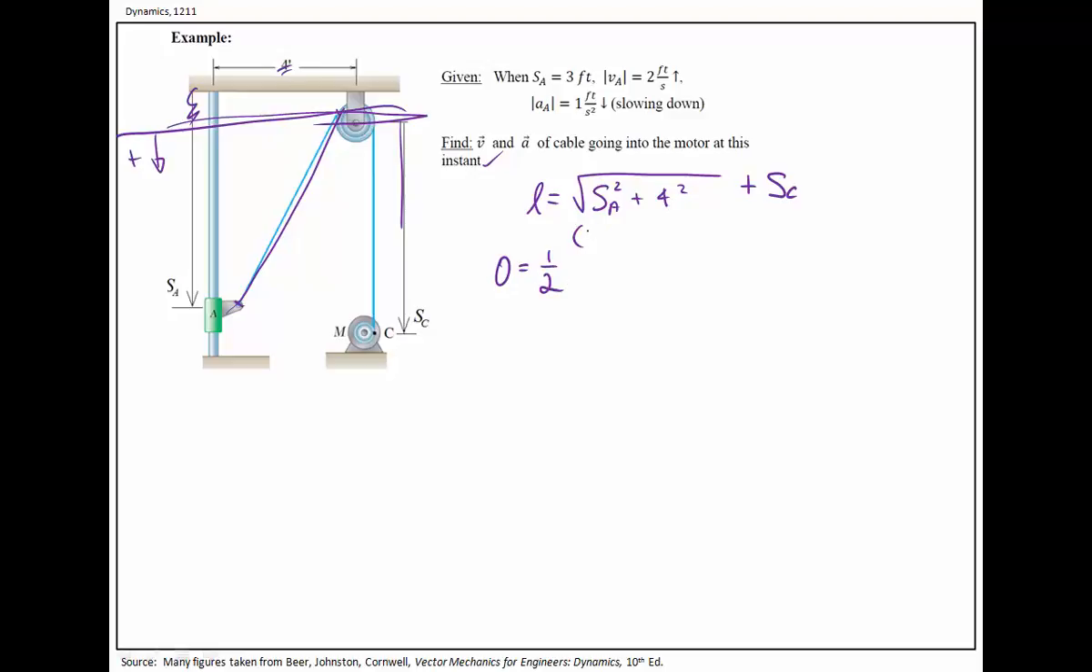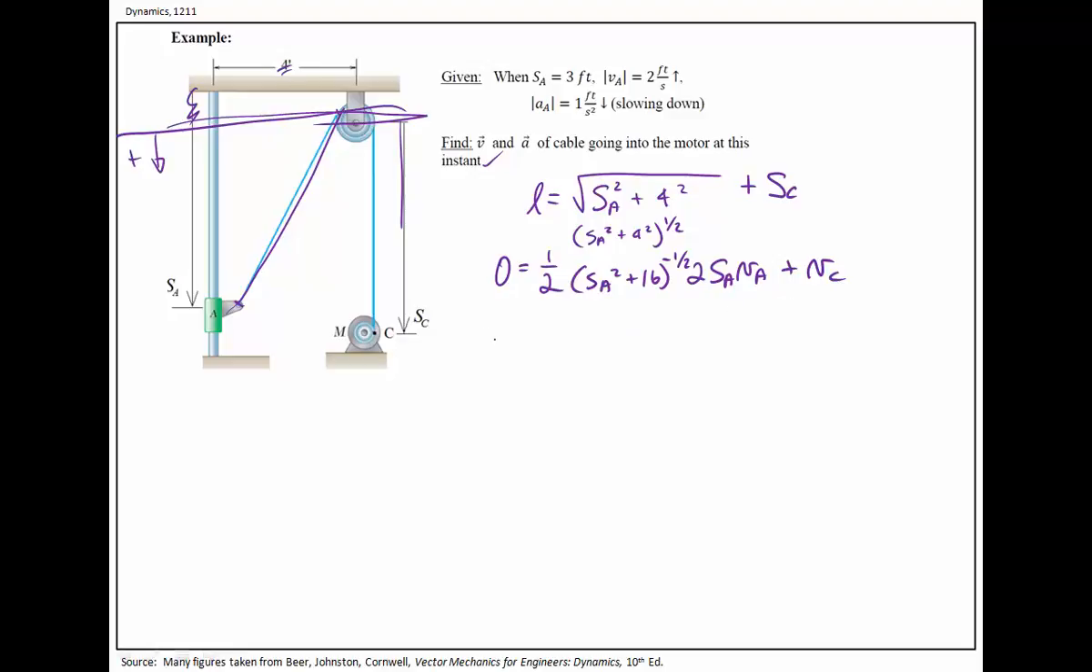All right, anyway. Take 1/2. We could have written this, SA squared plus 4 squared raised to the 1/2, is going to be equal to SA squared plus 16 to the negative 1/2. And we also have to multiply by what's on the inside. That's 2SA times VA plus VC. Those are the velocities of the thing.